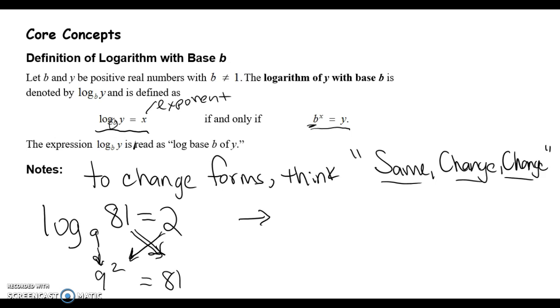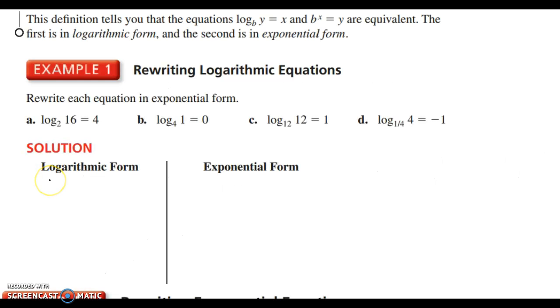So let's look at some more examples in the notes packet. So here for example 1a, we have log base 2 of 16 equals 4. This is the logarithmic form. To change it to exponential, think same, change the 4, and change the 16. Same, change, change. So 2 to the 4th equals 16, or log base 2 of 16 equals 4.